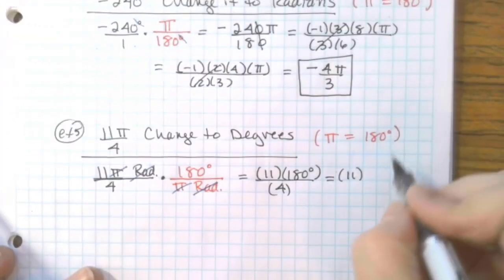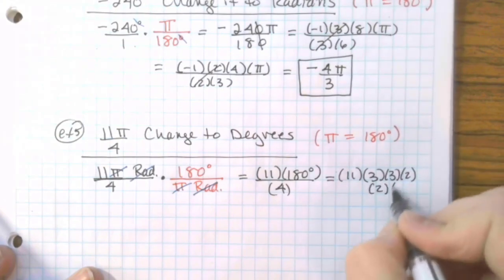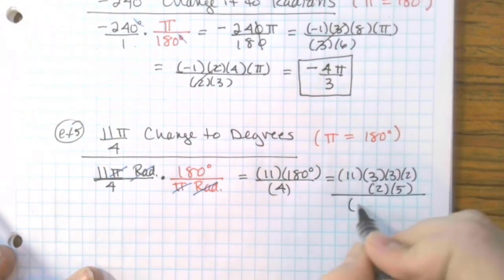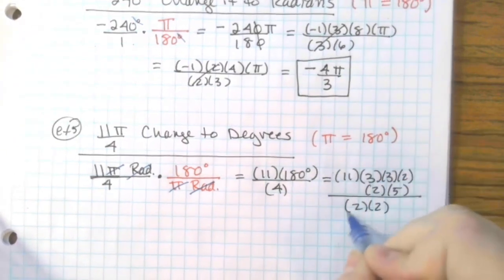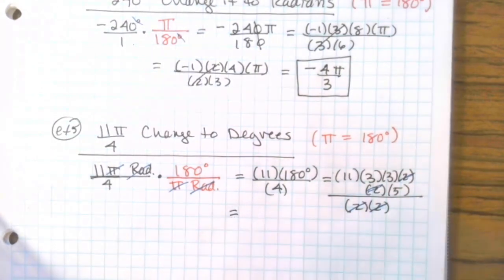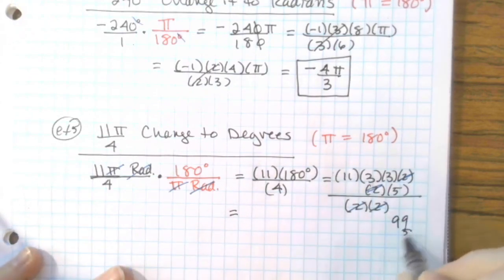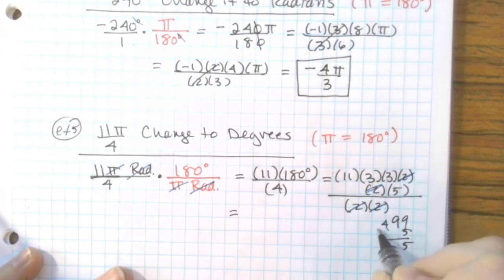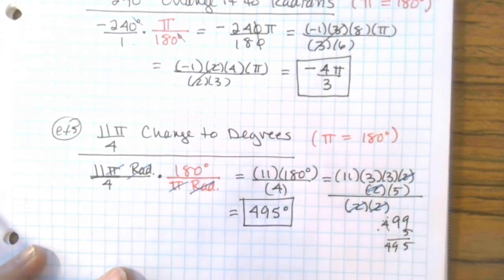180 is 18 times 10. So 3 times 2 for the 18, 2 times 5 for the 10, over 4, which is 2 times 2. Divide out a 2, divide out another 2, and multiply what you have left, which is 11 times 9 is 99, and I got to go 99 times 5. Let's see, 45, 49. So 495 degrees would be your answer.